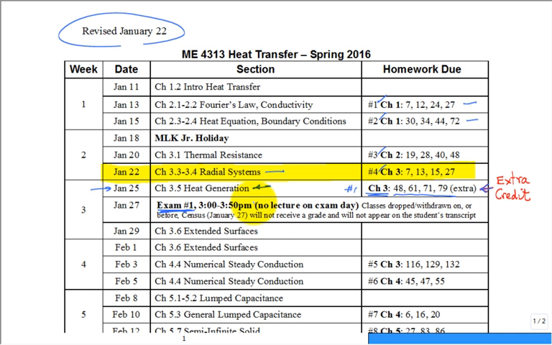So, okay, what did this allow me to do? I can spend a little more time on extended surfaces, which I remember when I was making this syllabus, I was thinking, oh, that's going to be really tight right there, as well as a little more time on numerical study of conduction. So that helps a lot, I think. Let's jump into the material.